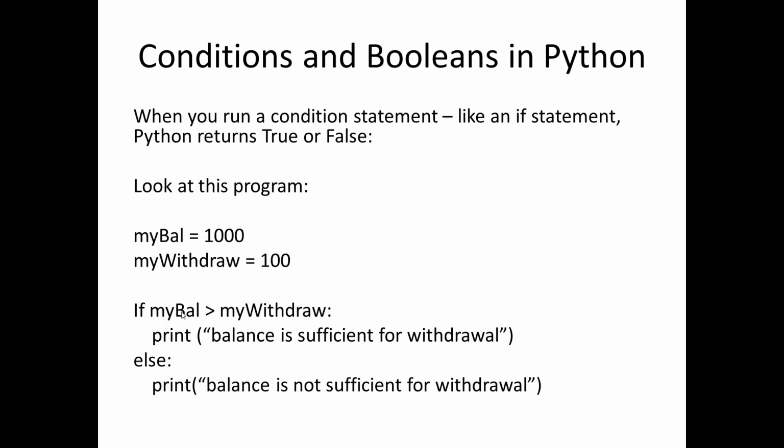If my balance is greater than my withdraw, and obviously you can see this is a banking application, we'll print balance is sufficient for withdrawal. Otherwise, this means if my balance is not greater than my withdraw, we're going to print balance is not sufficient for withdrawal. In Python, it's evaluating this statement to if true, do this, otherwise do this. If it's not true, it must be false. So the true condition is this behavior, the false condition is this behavior.